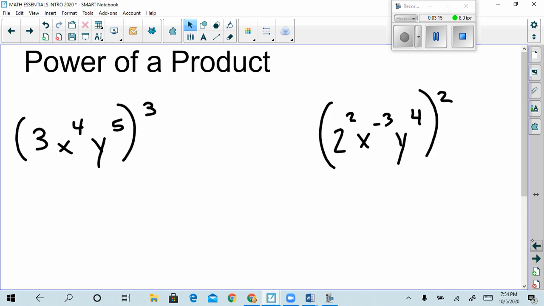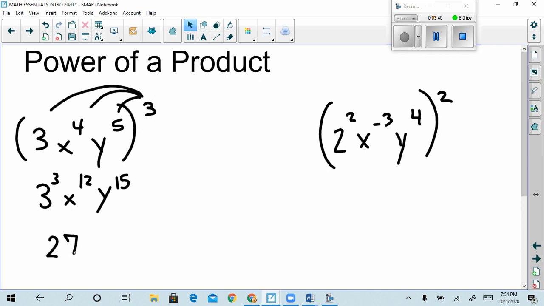On to power of a product. Within this grouping of parentheses, we see 3 times x to the 4th times y to the 5th. You're going to distribute that by multiplying. This only works when this is a product, not a sum or a difference. This will give me 3 to the 3rd, x to the 12th, and y to the 15th. Again, I'll simplify my numeric base. 27, x to the 12th, y to the 15th.